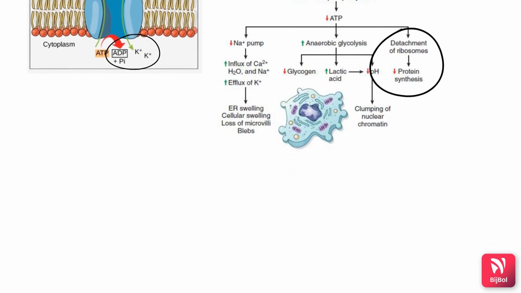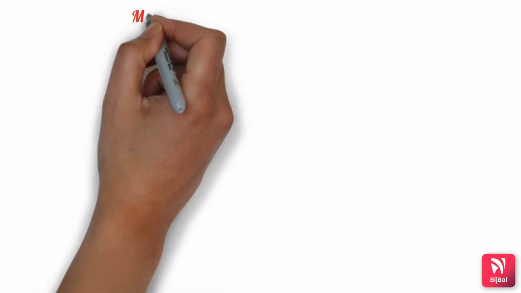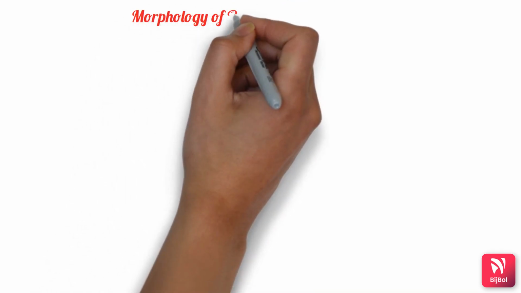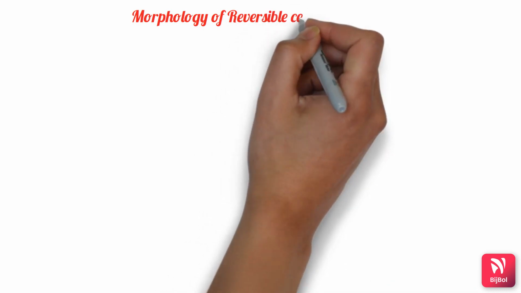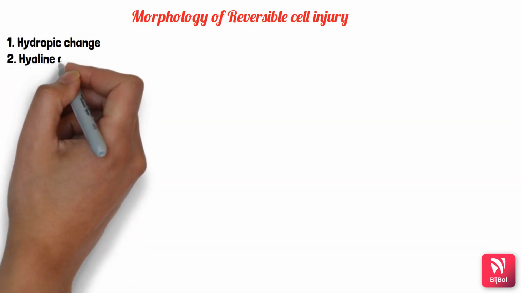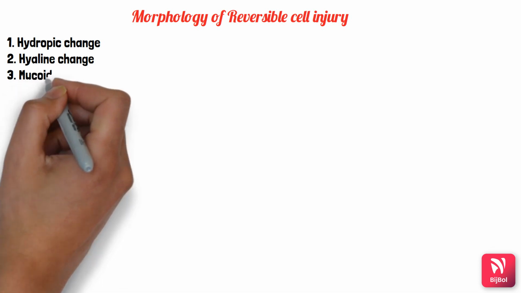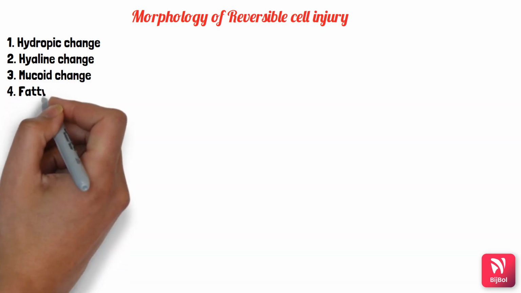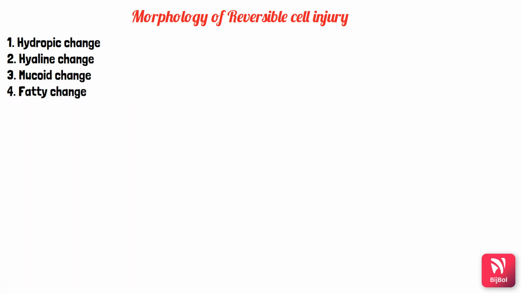If you see the morphological forms of reversible cell injury, they are of various types. First is hydropic change, next is hyaline change, followed by mucoid change and fatty change. So let's see each morphological form of reversible cell injury.